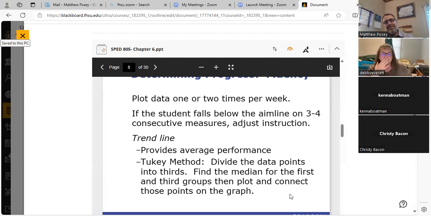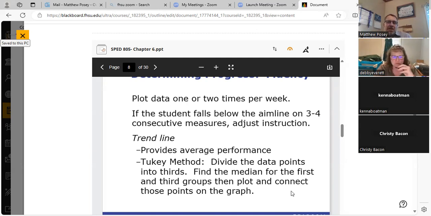So we're talking about the trend line. You hear me talk about the trend line. We want to see that upward trajectory. You don't want to see it downward. So the trend line is showing kind of their average, whether the average is lower or upward. You can use the Tukey method, where you can divide your data points into thirds and find your overall median.